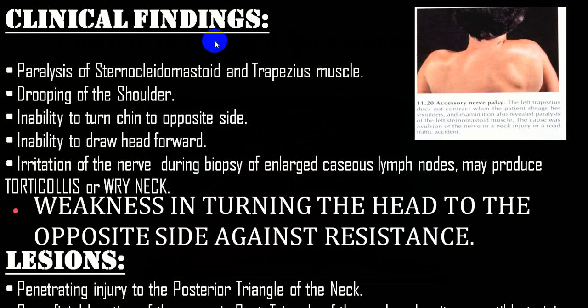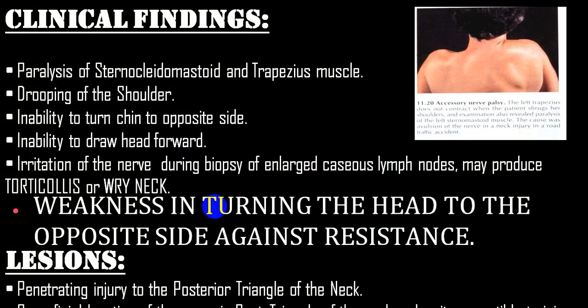So clinical finding in paralysis of sternocleidomastoid and trapezius muscle: drooping of the shoulder, inability to turn the chin to the opposite side, inability to draw the head forward, and you will also have inability to lift the shoulder up, shrug down, and retract back. You can see here this side shoulder is drooping down. So there must be involvement of trapezius muscle.